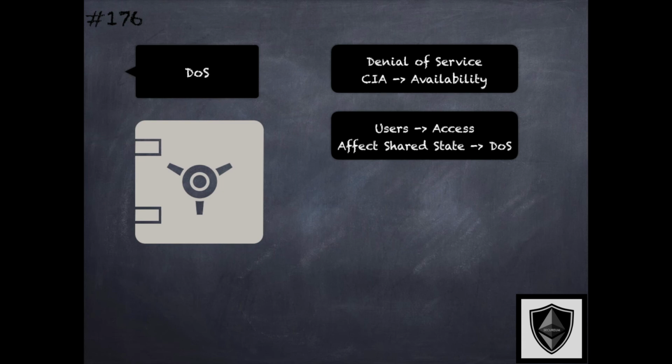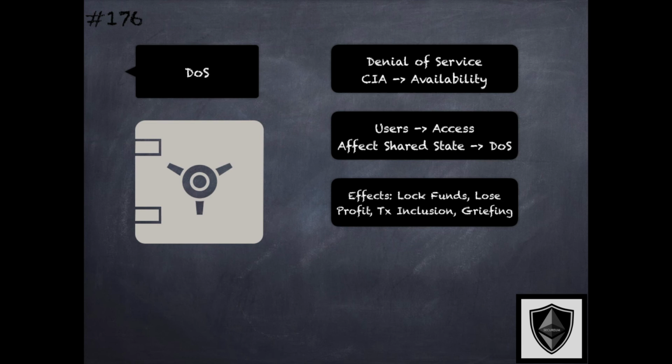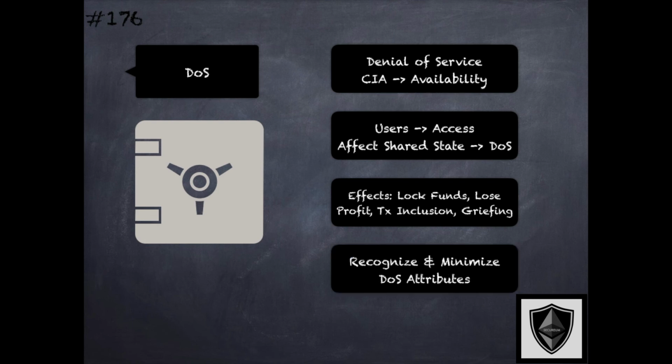The effects of this could cause users to have their funds locked, reduce profits, prevent from having their transactions included, and therefore interactions with the contracts denied. Attackers may cause DOS without any apparent or immediate economic benefits to themselves, and do so by spending Ether on the gas or any other tokens required for such DOS causing interactions, which is typically referred to as griefing. So the best practices here are to recognize and minimize any such attributes in the smart contracts or application logic that could enable DOS.